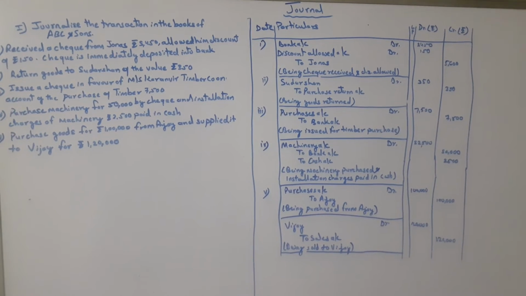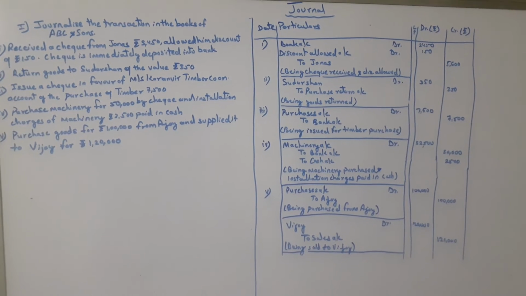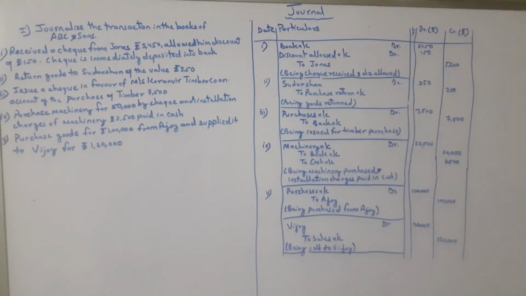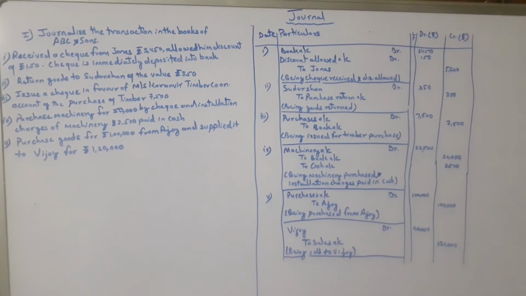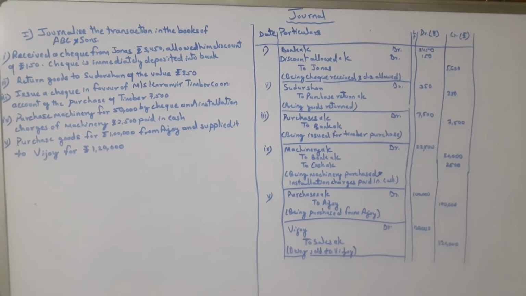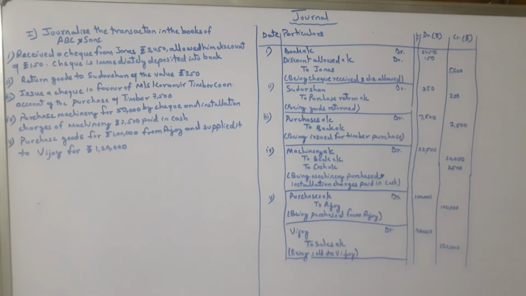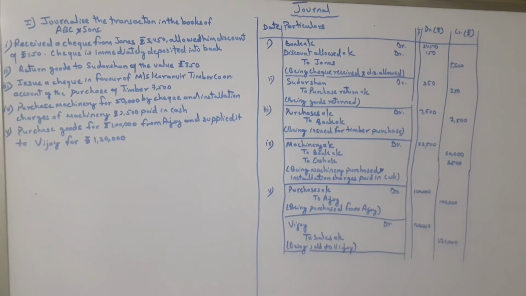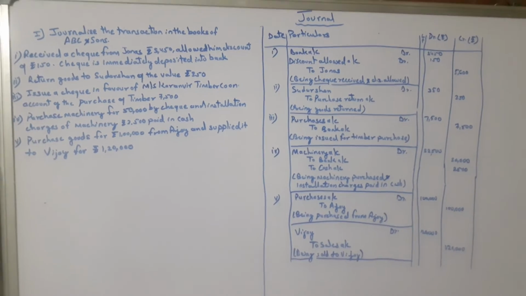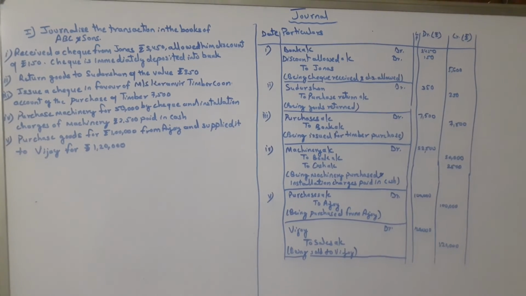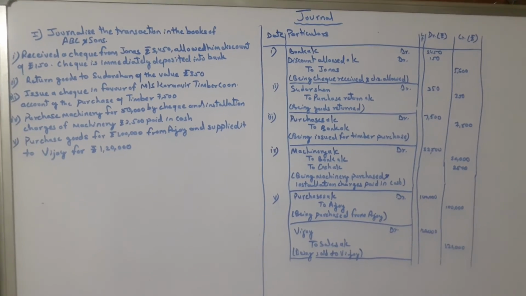So remember here machinery account debited to cash account, to bank account, to cash account. Bank account represents 50,000 amount because this is the amount for purchasing machinery, and 2,500 is the installation charges which has been paid in cash. So narration goes like being machinery purchased and installation charges paid in cash. Then last, purchase of goods for 1 lakh from Ajay and supplied to Vijay for 1,20,000.